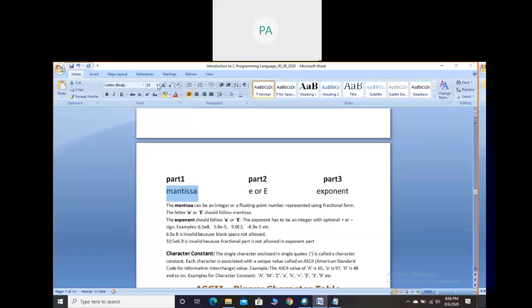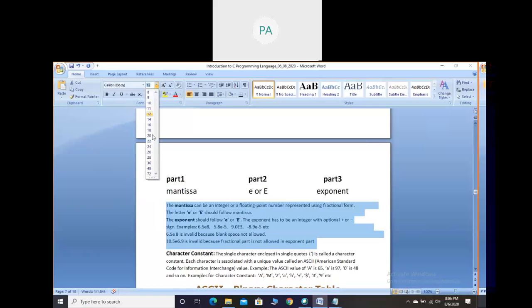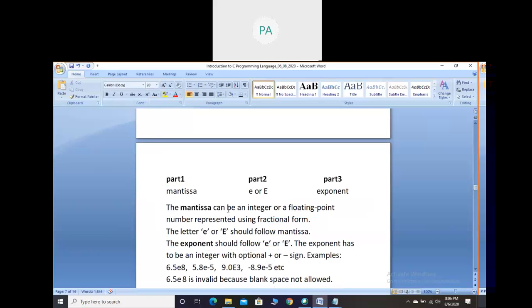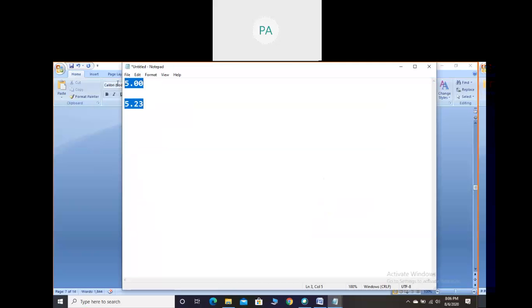So that is the first way of writing a floating point number. We are talking about the second way, that is exponent form. We will see what these things are: what is mantissa, what is letter E, and what is the exponent, in detail as they have given here. Just look at here. Yes, the mantissa can be an integer or a floating point number represented using fractional form. See, if I want to write an example for a floating point number using exponent form, I'll write it here.